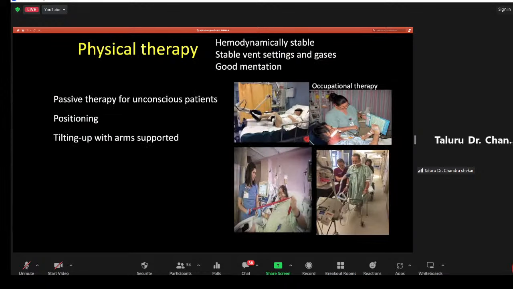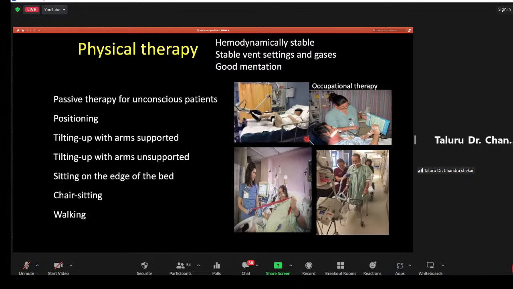And passive therapy for uncooperative patients, positioning, tilting up with arm support, tilting up with arm unsupported. These are some of the physical therapies. See, the patient in the figure is walking. And never ever forget occupational therapy. Occupational therapy and sleep are very, very important to prevent delirium. They don't have orientation to time and place and it's an alien atmosphere. So there has to be a standard operating procedure for them to wear their specs. They can read papers, they can hear music, and a social worker can come and spend some time. There are a lot of people who are very keen to come and work in hospitals.